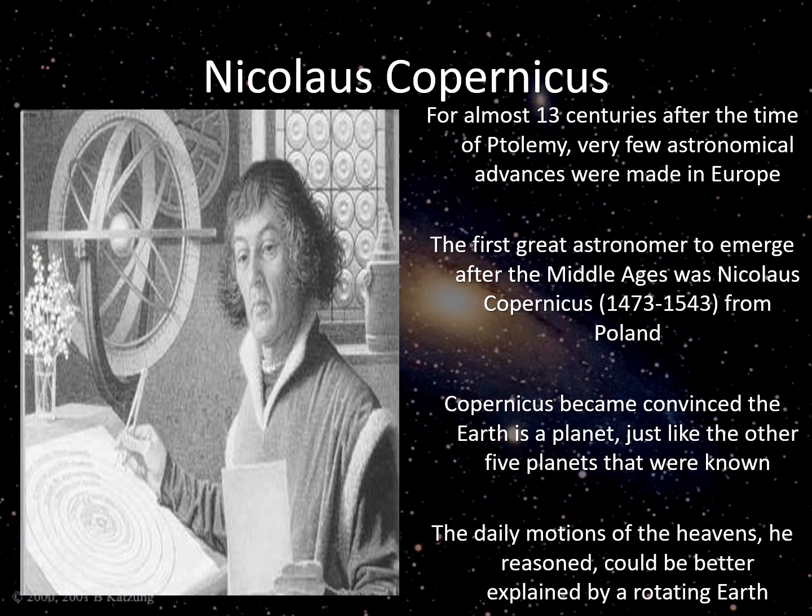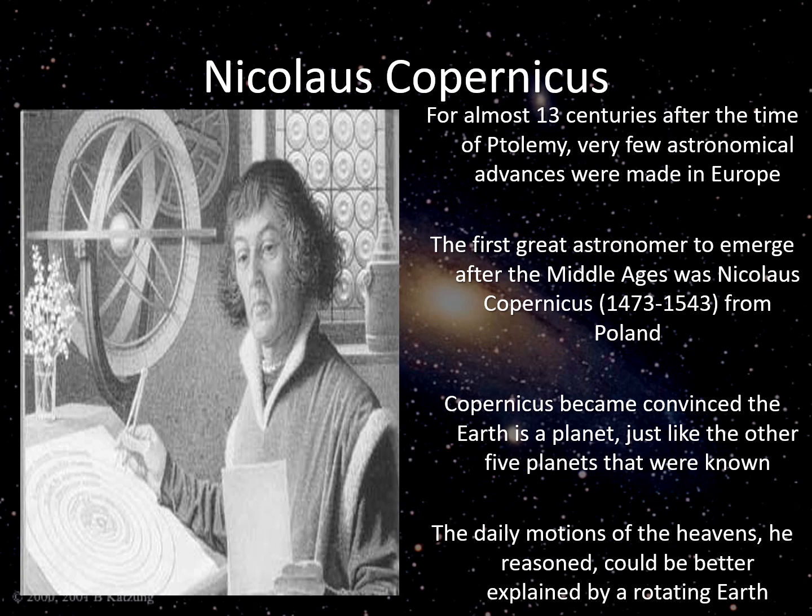So, Nicholas Copernicus, my man. For almost 13 centuries after the time of Ptolemy, very few astronomical advances were made in Europe. Obviously, these were known as the Middle Ages. And the first Greek astronomer to emerge after the Middle Ages was Nicholas Copernicus from Poland. And he became convinced that Earth is just a planet, just like the other 5 planets that were known.